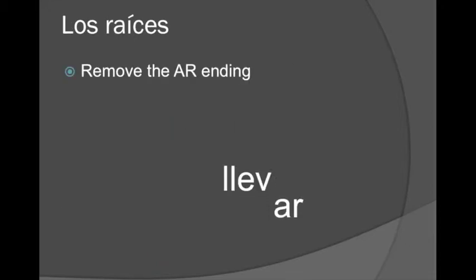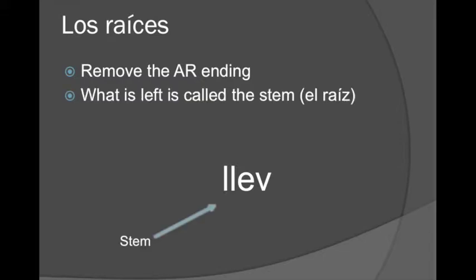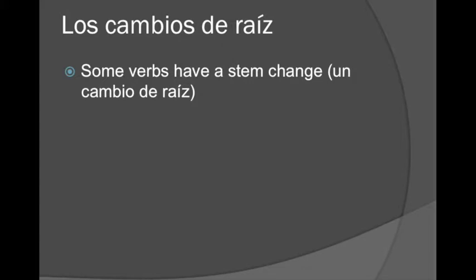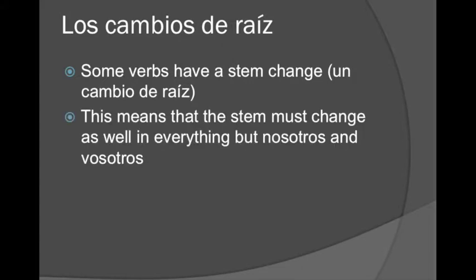Stems, or las raíces, are created when we remove that AR ending. What is left is called the stem. When we want to have a stem changer, what that stem is going to do is obviously change, or un cambio de raíz is a change of stem. This means that the stem must change as well as the ending in everything but the nosotros and vosotros forms.